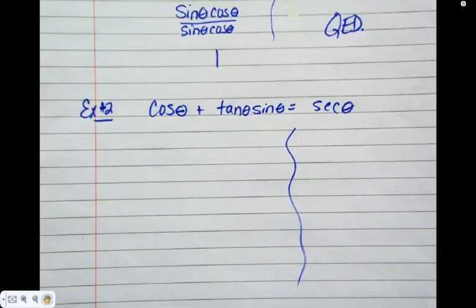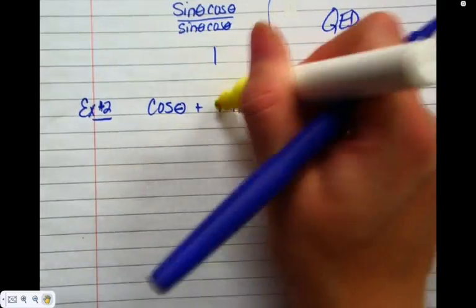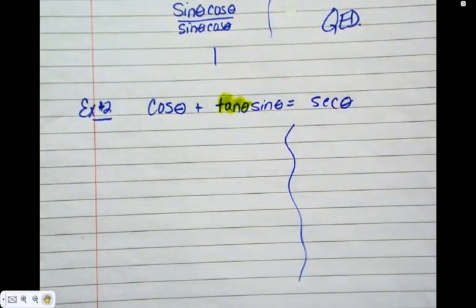Pick a side, left-hand side or right-hand side. Why do you want to pick left? Because there's more stuff to play with. Sine and cos, we typically want to stay. We want everything else to go. So it's tan that I want to get out of here. Again, this is not the only way to solve identities. It's just a way to start.